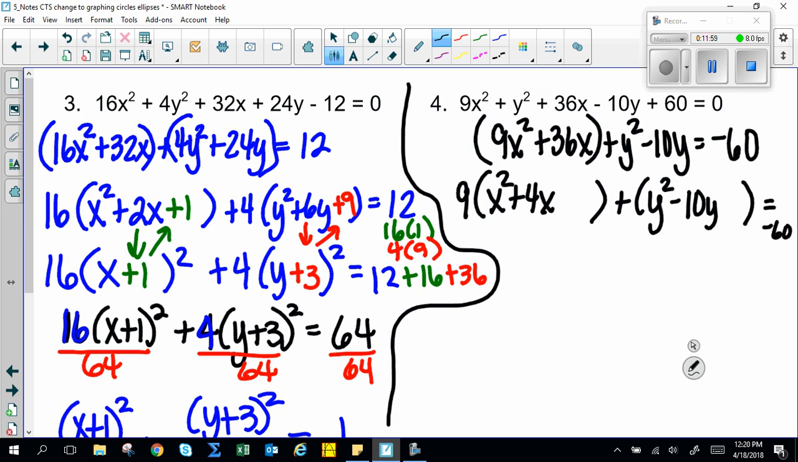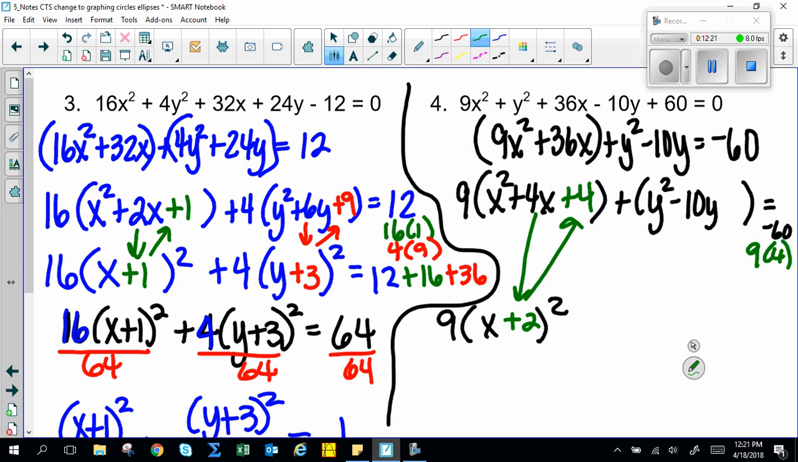Okay, so now I'm ready to complete my square here. Half of +4 is +2, and +2 squared is +4. So I just added 9 times 4, where I didn't have it before, so I need to balance my equation by adding 9 times 4 to the other side.